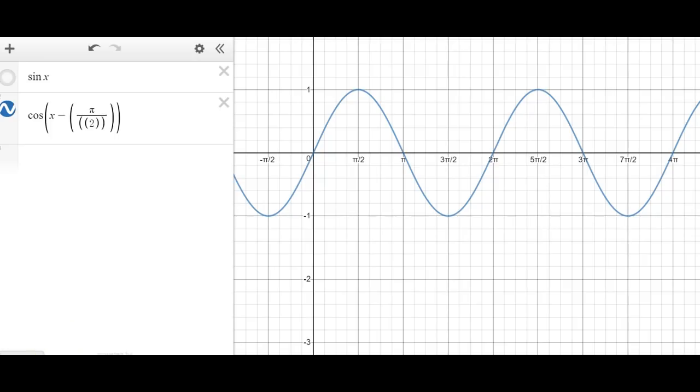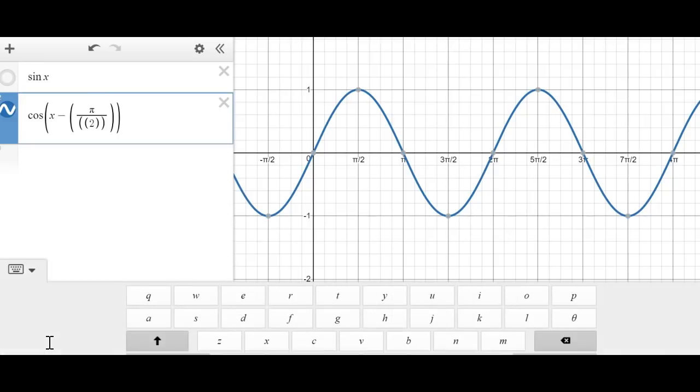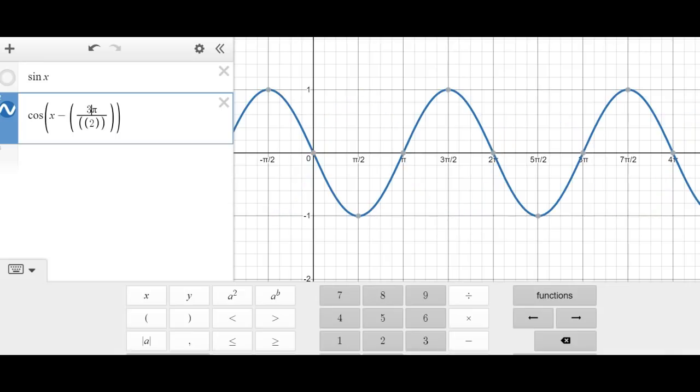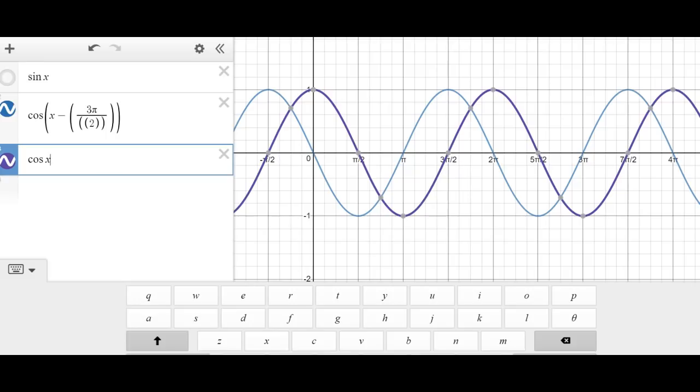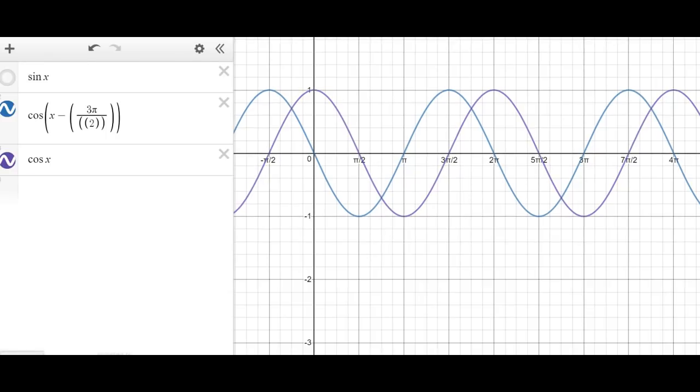Now what I want you to do is consider if we made this pi, the number in front of that pi, like a 3. How would that change the shift? Well, now it's going to be shifted over 3 pi over 2. And so if we compare this to, let's go back to the regular old cosine of x. Notice the change there. Is it any different than sine of x? There's the sine of x. It's starting to look kind of cool, doesn't it? Like a spiral graph or something like that.